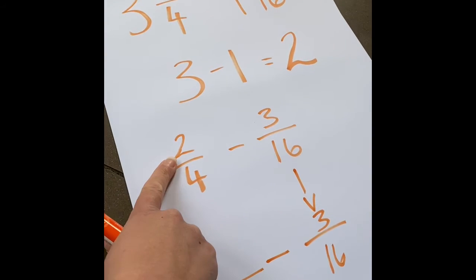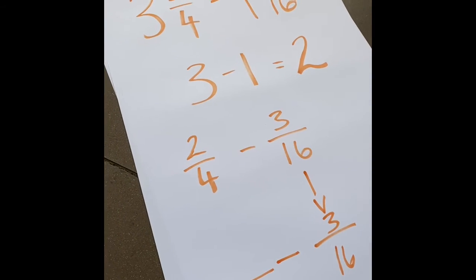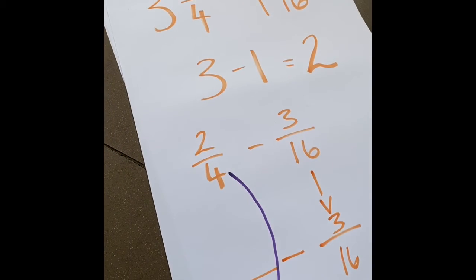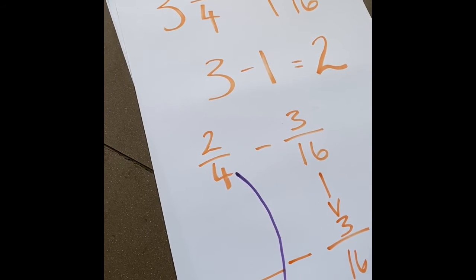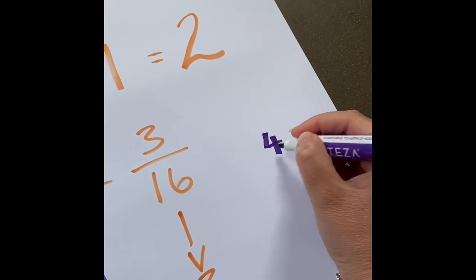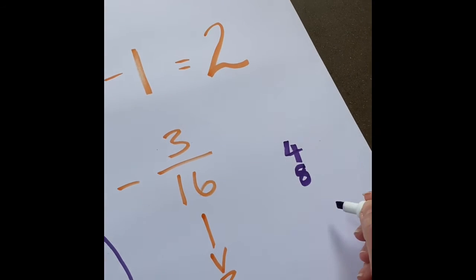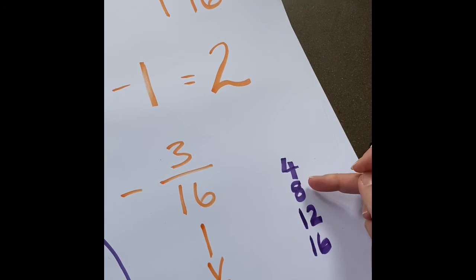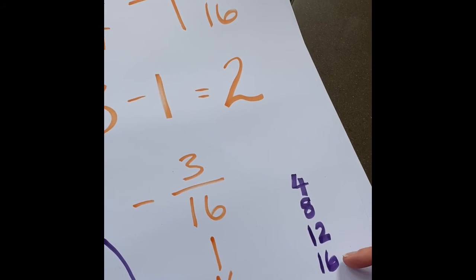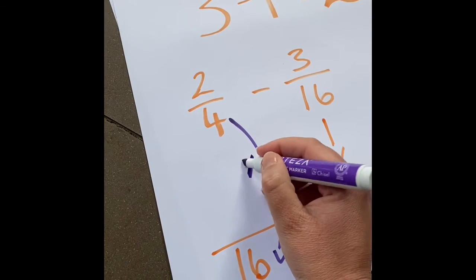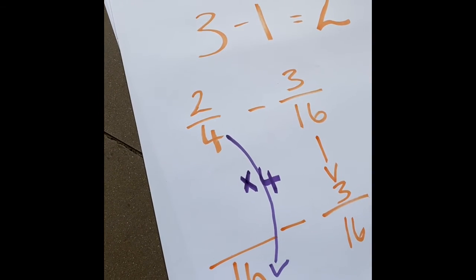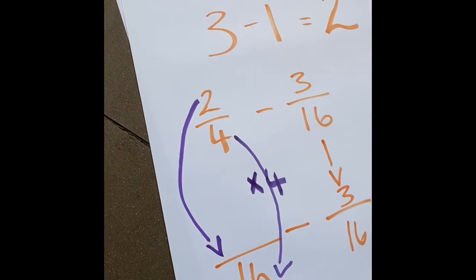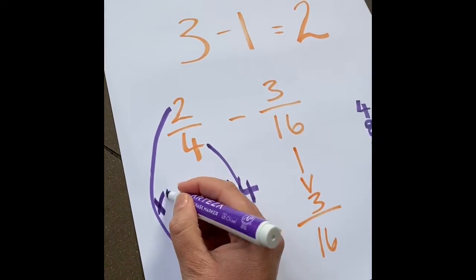And I know that I want to get my quarters into 16ths here. How am I going to get from 4 to 16ths, so quarters to 16ths? Could count up 4, and what comes next? 8, 12, 16. 1 group of 4, 2 groups of 4, 3 groups of 4, 4 groups of 4. So I know that multiplying 4 by 4, I get 16. I need to do exactly the same to the numerator as I did to the denominator.